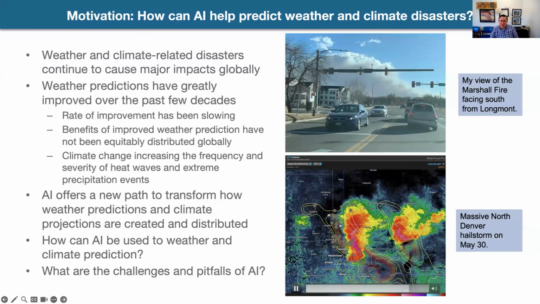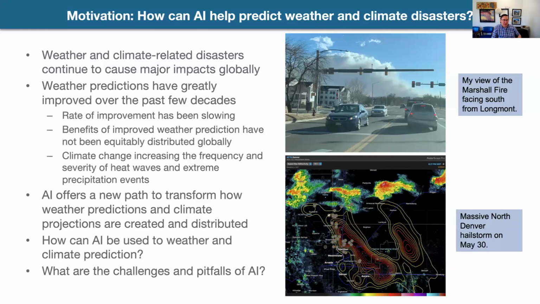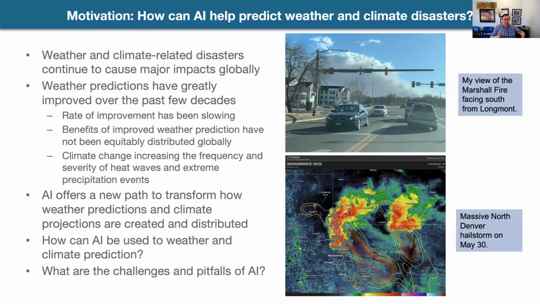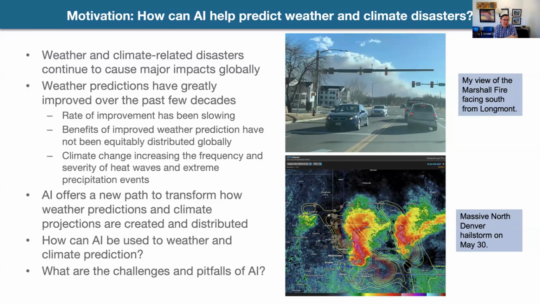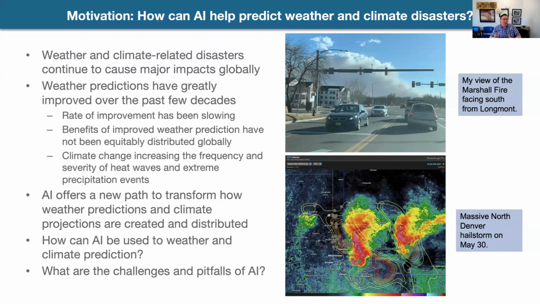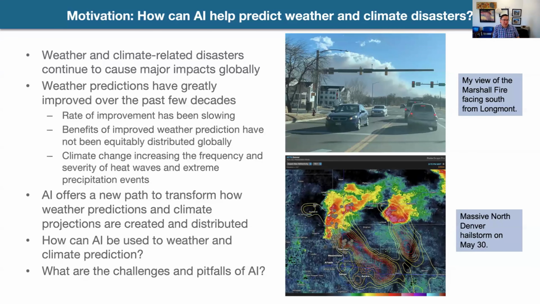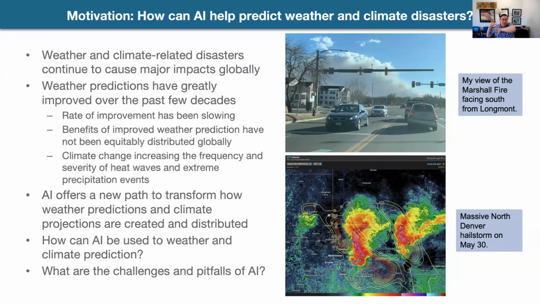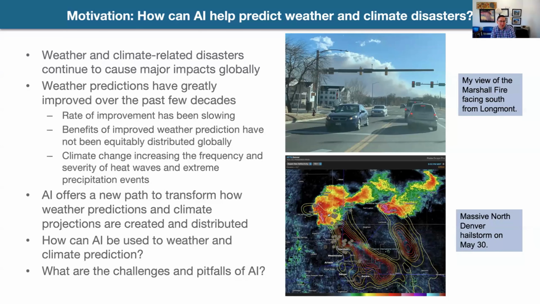I've also seen that the benefits of improved weather prediction have not been equally distributed around the world. We have really good forecasting systems in, let's say, North America and Europe, but elsewhere we still have major impacts of people just not being able to detect major rainfall events or heat waves or other hazards in time to take action, and there isn't the infrastructure to disseminate those weather messages.